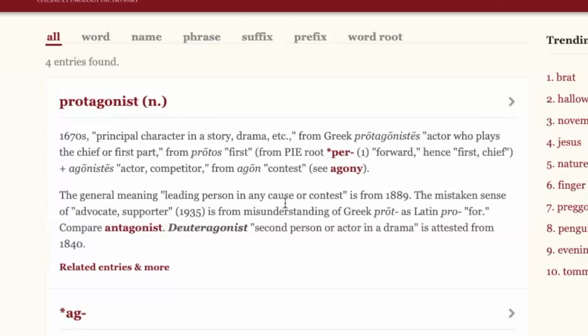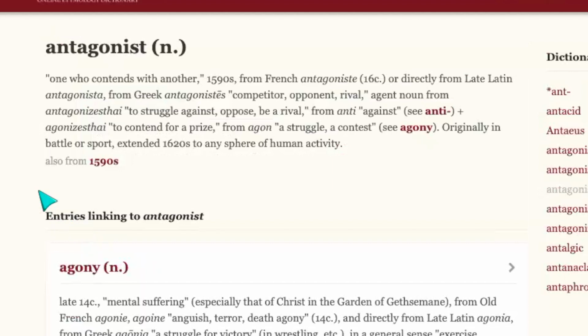We're going to get to agony in just a second, but I want to go here to where it says the general meaning of the leading person in a cause or contest is from 1889. And at some point in some writings, you might have seen this word being used for advocate or supporter, which is a misunderstanding of the Greek word or the word parts that they saw in it. But it's saying here, compare to antagonist. Well, weirdly enough, that's our other word we want to look at.